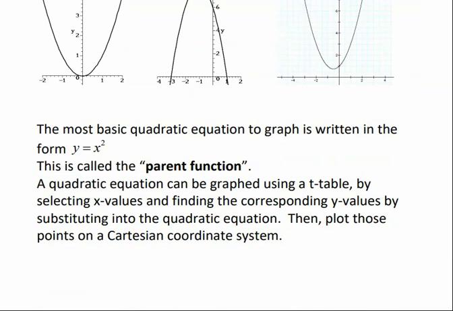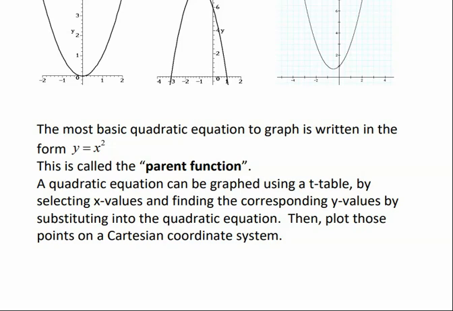The most basic quadratic equation is written in the form y is equal to x squared. This is called the parent function. Anything we do to this function, y equals x squared, if we add things to it or multiply it by things, then that's given variations to that parent function. The parent function is the basic function of what the graph of a quadratic equation looks like.